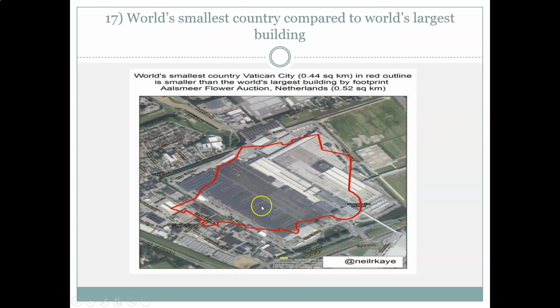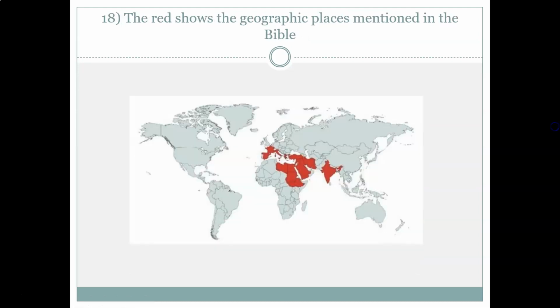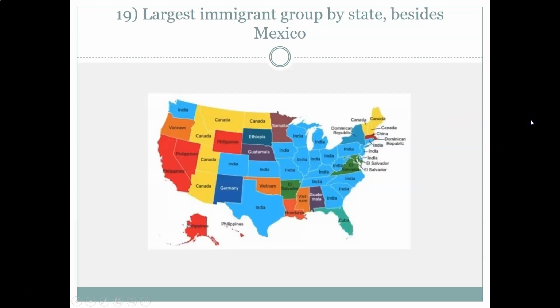Okay, here's the world's smallest country compared to the world's largest building. And you can take that. I've been to the world's smallest country, the Vatican. It is that small. You can walk right through it. The red shows the geographic places mentioned in the Bible. So if you are into the Bible, you can see the geography of where the stories come from.